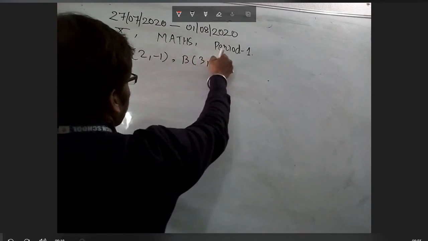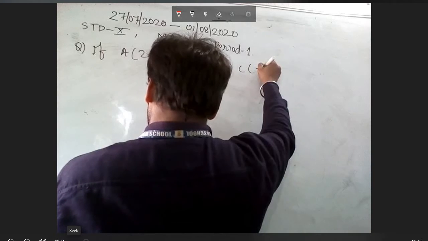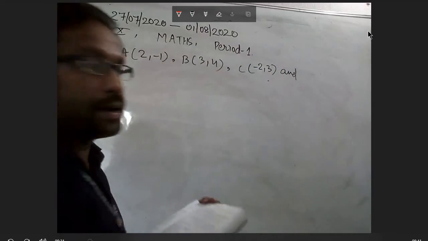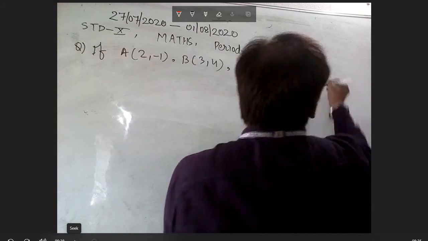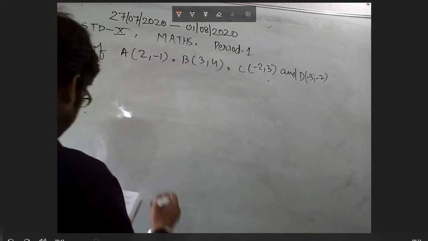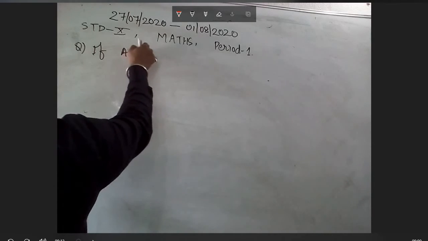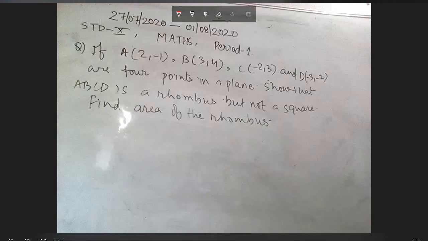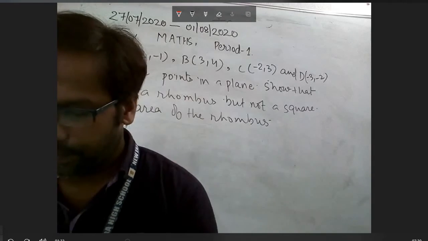I am writing the question here. The question is saying that they are giving us some points here, A, B, C and D. They are giving us some points, and this is given here, the points. This is the question I have written.